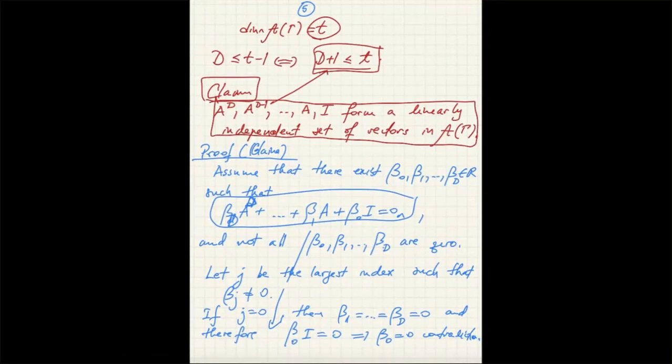So perhaps it's easier to remember the result in this form. Instead of thinking of it as an upper bound on the diameter, d is at most t minus 1, think of it as a lower bound on the number of distinct eigenvalues. The number of distinct eigenvalues is at least the diameter plus 1.